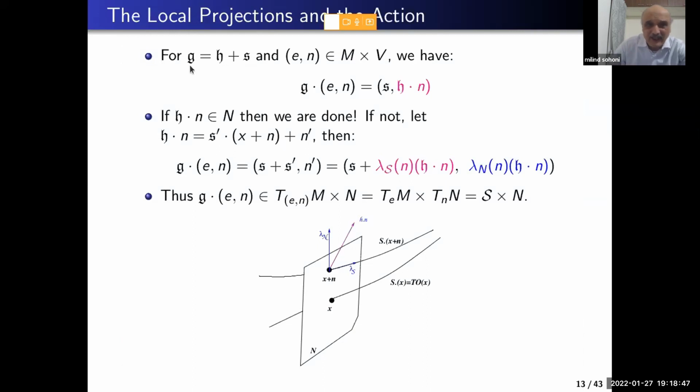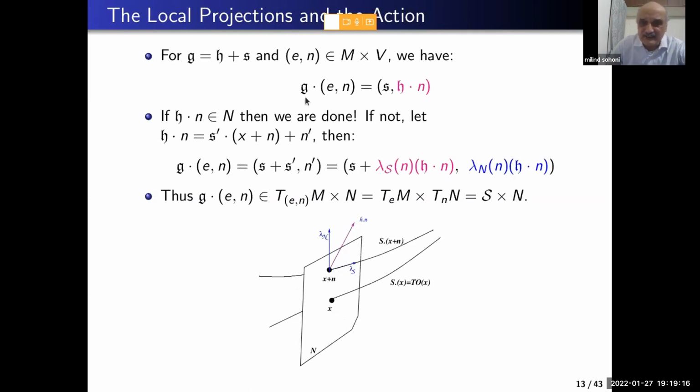So note that if I have the Lie algebra element G, which is the sum of H and a complement S, we act it on E cross N, right? So E cross N is the point X and X plus N. Remember that E goes to X, and (E, N) will go to X plus N. So we are really computing the action on this slice. After all, since this slice moves around, if I compute the action on this, it would be adequate.